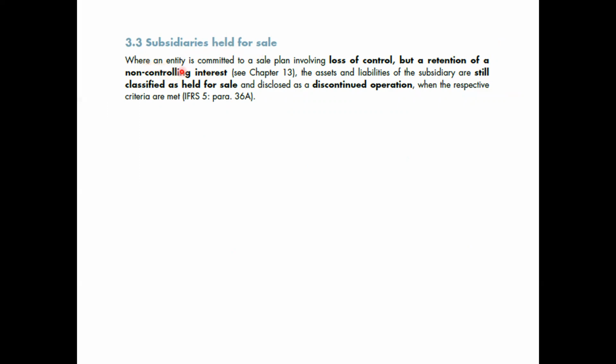Then when we have a subsidiary that's held for sale, we need to see the following. If an entity is committed to a sale of this subsidiary, there will be a loss of control, but we will retain a percentage share, we still need to classify it as held for sale and disclose it as discontinued operations. Make sure you understand this part of the paragraph. So you need to see the moment that I'm holding a subsidiary which I want to sell, and it's not just the full part. If I still will keep a percentage share, it's still disclosed as a discontinued operation. So make sure you understand that part.